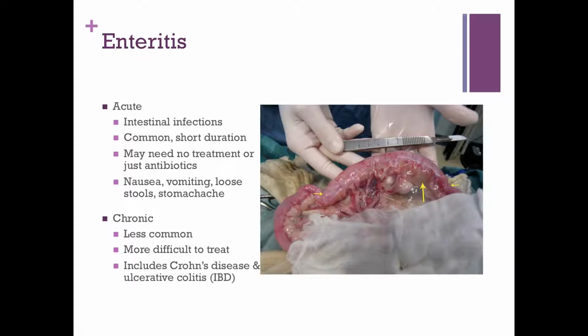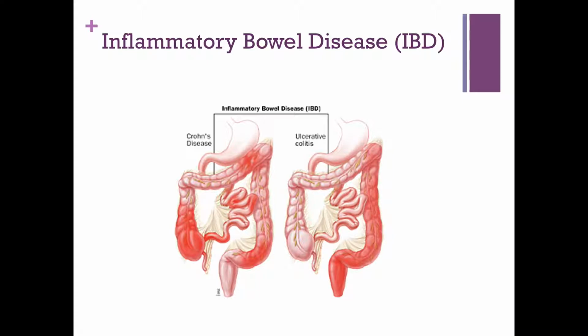Chronic enteritis are these more long-standing inflammatory conditions like Crohn's disease and ulcerative colitis. They're much more difficult to treat. We're not super sure what causes a lot of their symptoms. We have a pretty good handle on them, but it doesn't mean that they're really easily treatable, and they're definitely not curable at this time. So let's talk about these chronic diseases, the IBDs, inflammatory bowel disease.